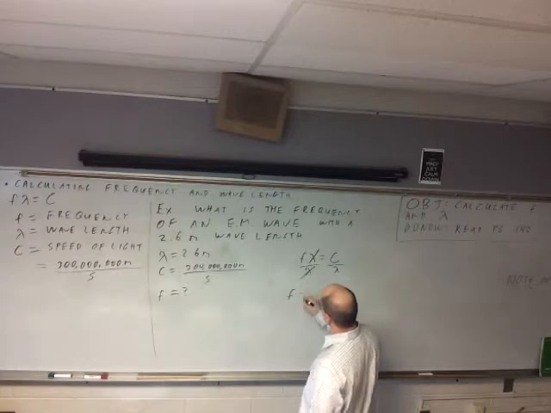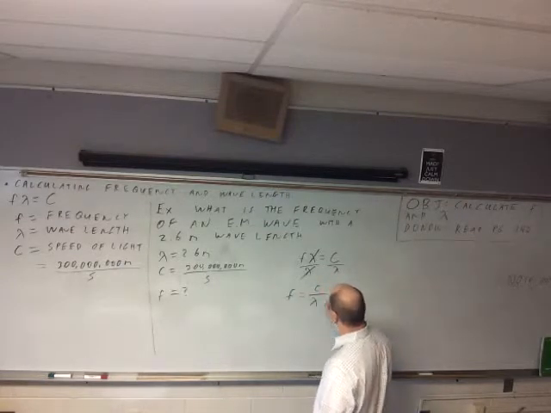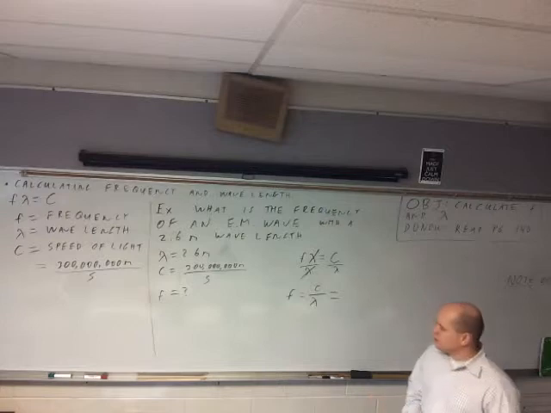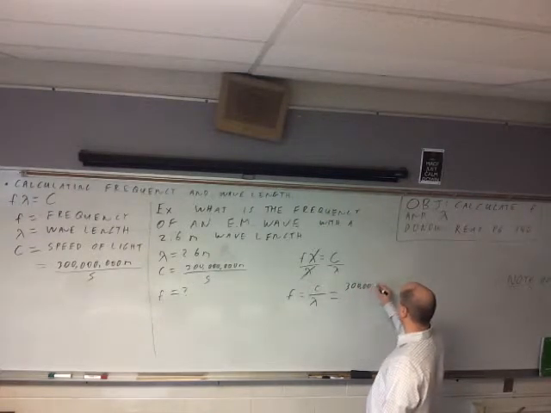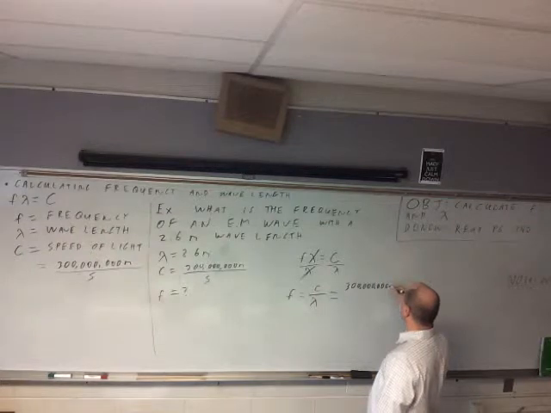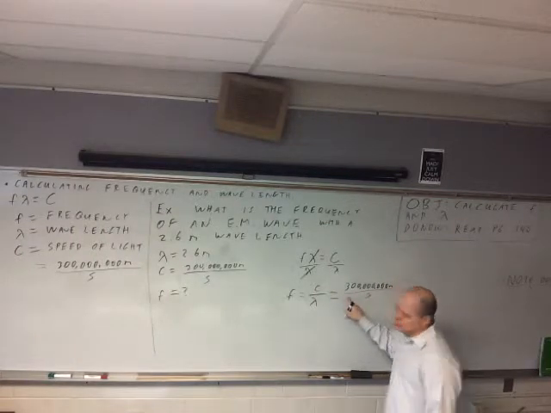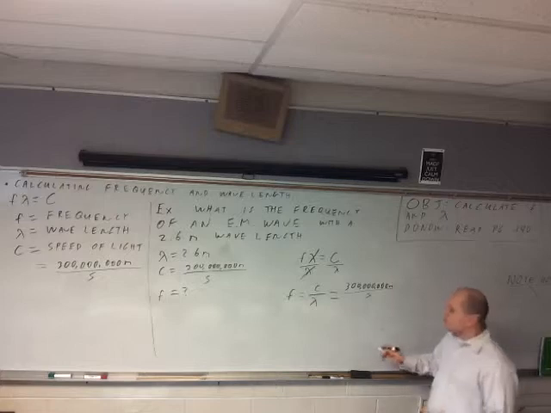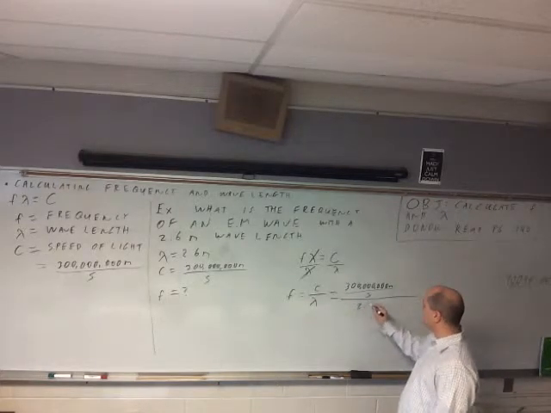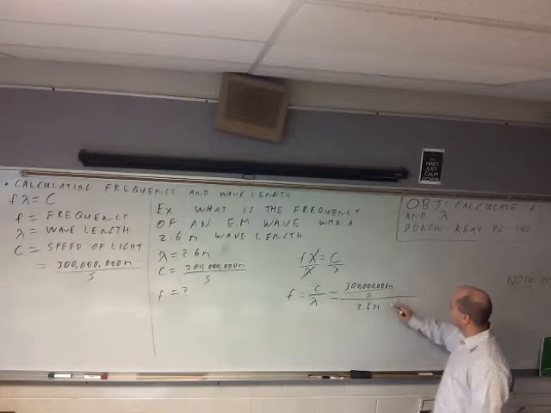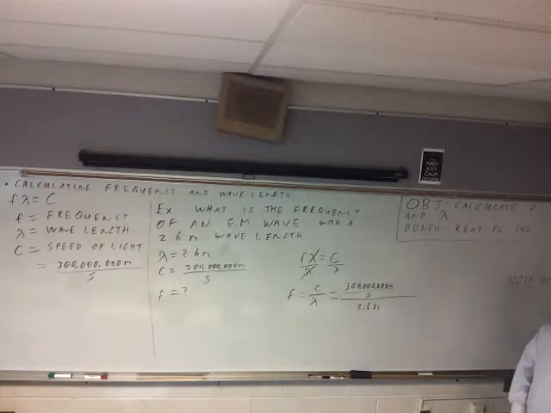So f equals the speed over the wavelength. Now we're just plugging in numbers. 300 million meters per second. Don't worry about the per second, just write it in there, but ignore it. Divided by 2.6 meters. The meters obviously are going to go away. 3 divided by 2.6 is going to be like 1.1 something.